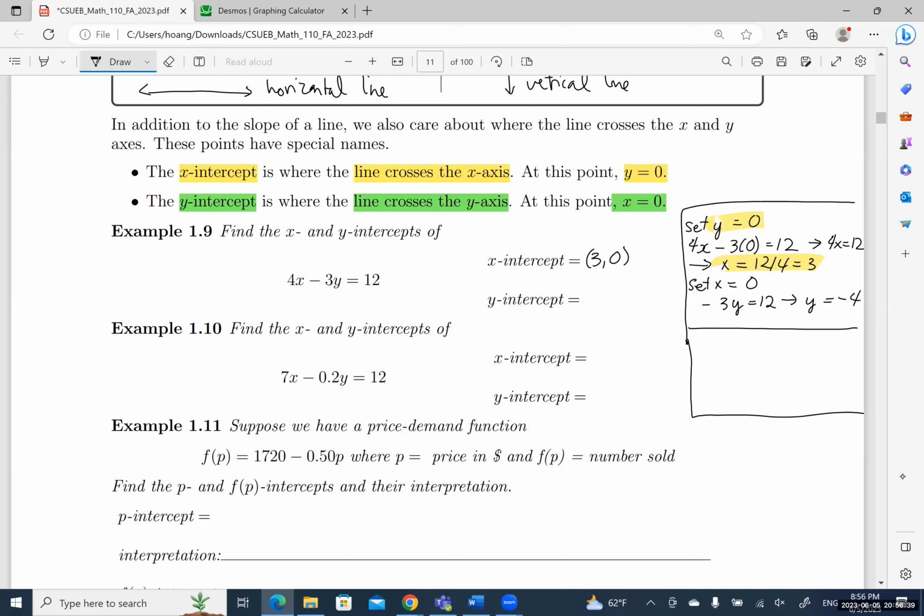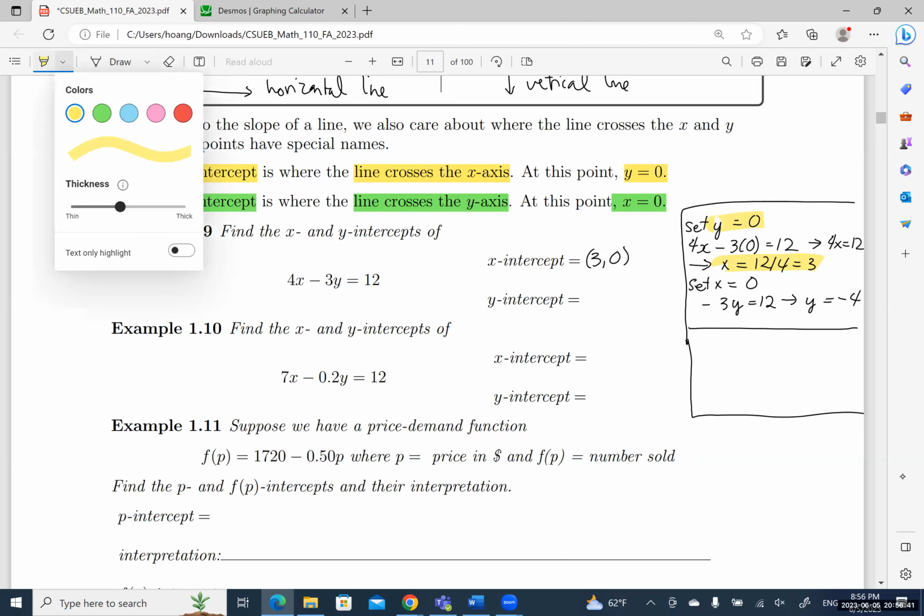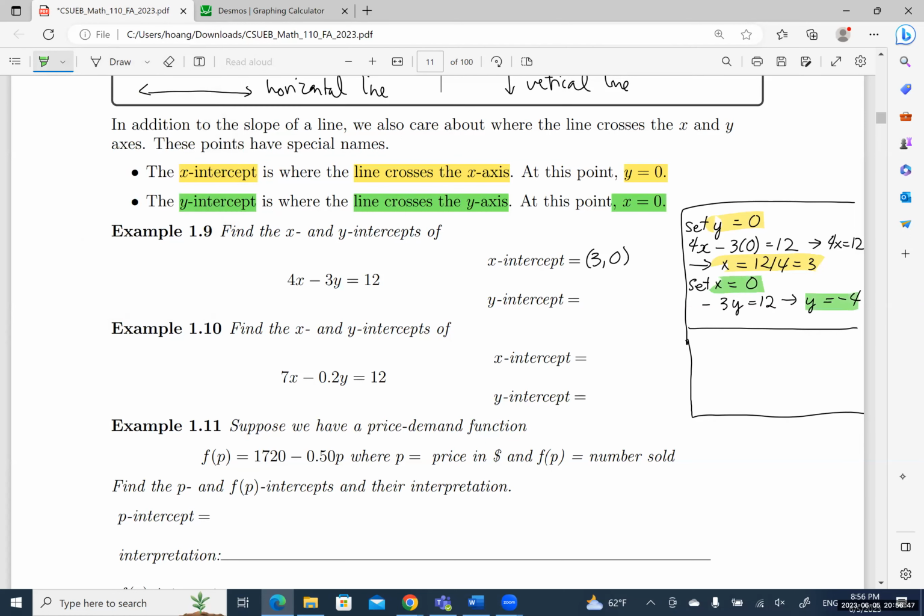Okay. So then I have x value equals 0 and y value equal to negative 4. And I will say the y-intercept is 0, comma, negative 4. All right, so next one.